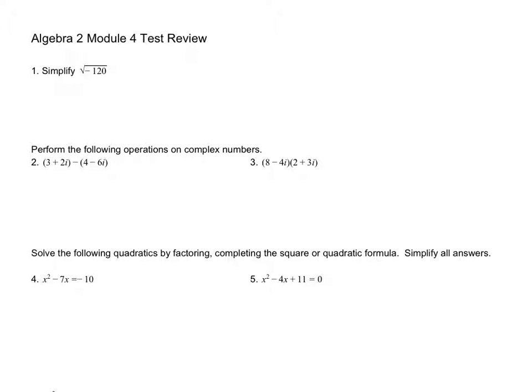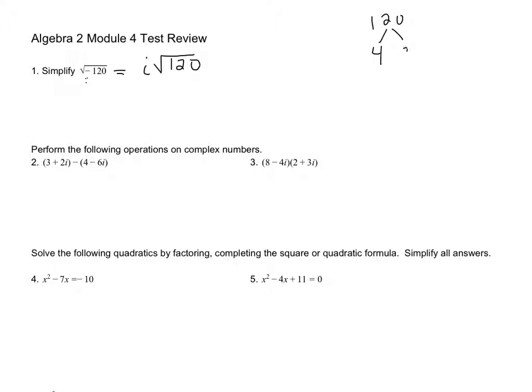Okay, let's look at some sample problems that can help you prepare for your Module 4 test. So this first problem says I want to simplify radical negative 120. Now anytime you have a negative square root, we know that gives you an i. So I can rewrite this as i times the square root of 120. Now I'd like to break down 120 to see if I can simplify the radical.